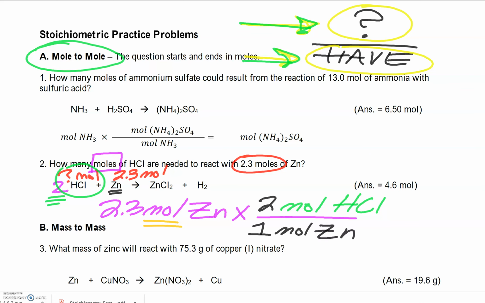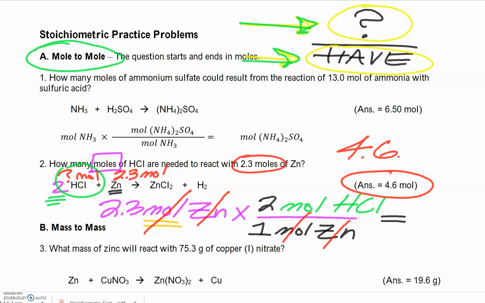And since I don't have to convert into something different, it wants moles, I can solve this in one step. If you look at your units, moles have canceled, zinc canceled. You're left with moles of hydrochloric acid, which is what they wanted. So 2.3 times 2 divided by 1, 2.3 times 2 is 4.6, and that's how we get that answer.